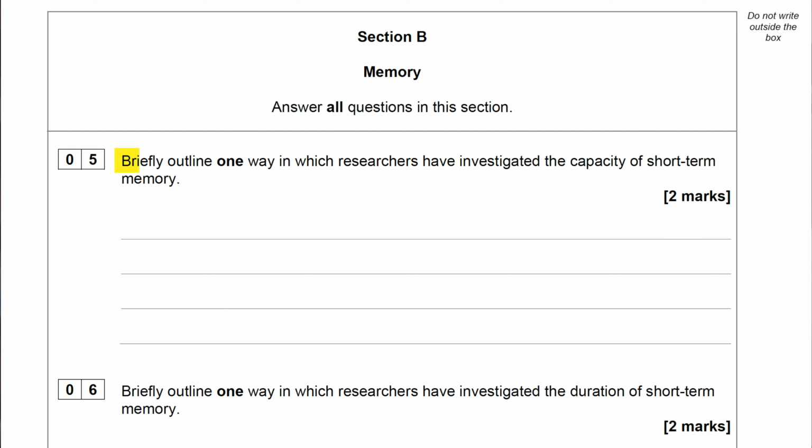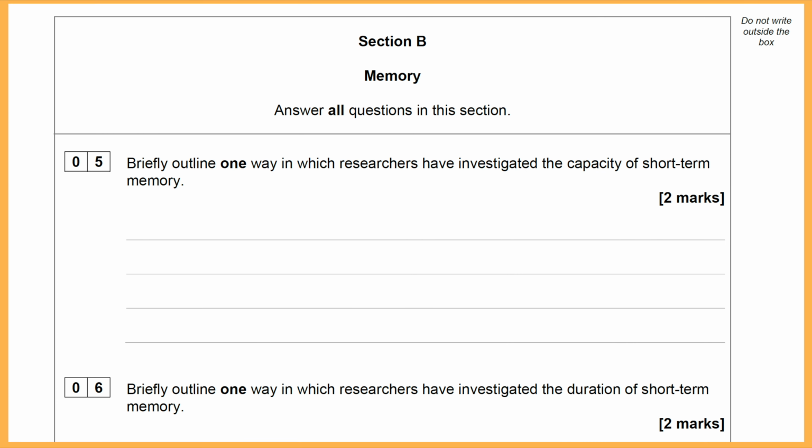2 marks. The command words are briefly outline, so we need to do more than just state or name information, but provide some elaboration. The topic is short-term memory and the focus is on capacity. The main and most obvious way to answer this question is in relation to the multi-store model, and for that part of memory you need to know the coding, capacity and duration of the sensory register, short-term memory and long-term memory.